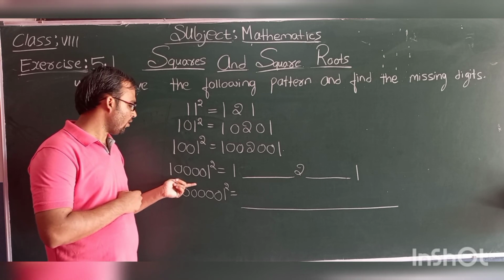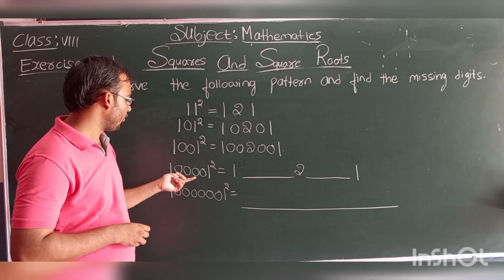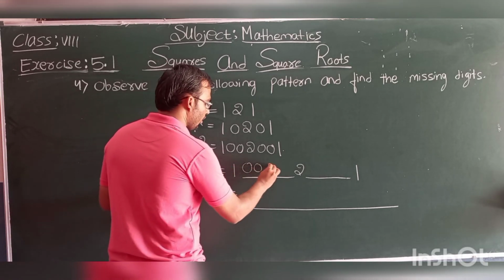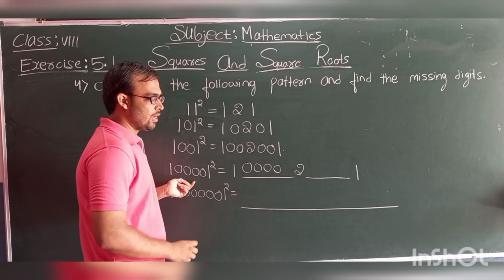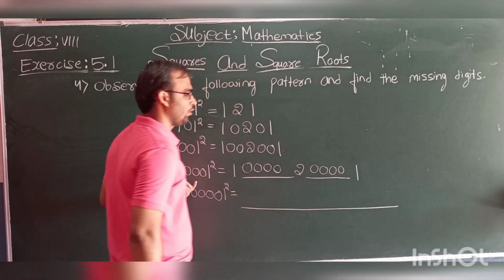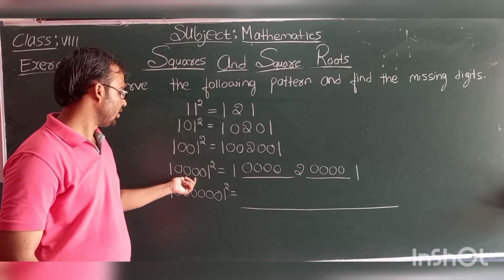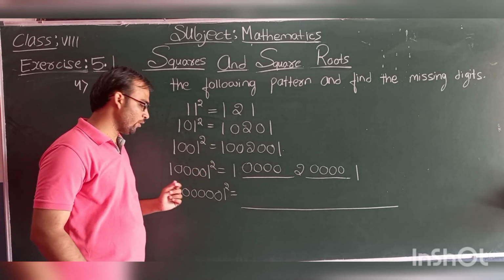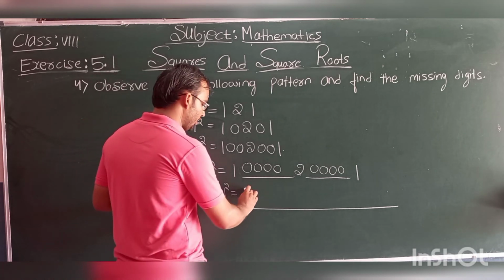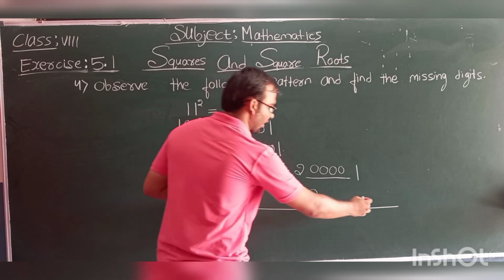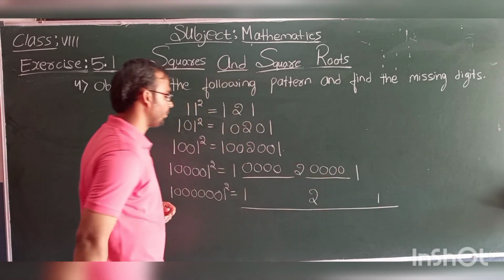As there are four zeros here, we can write four zeros before 2 and four zeros after 2. Okay, understood, students? Now come to this. Again, as there are six zeros here and only two ones, so write 1, 2, two natural numbers, and after that we'll have to write in decreasing order, that is 1.